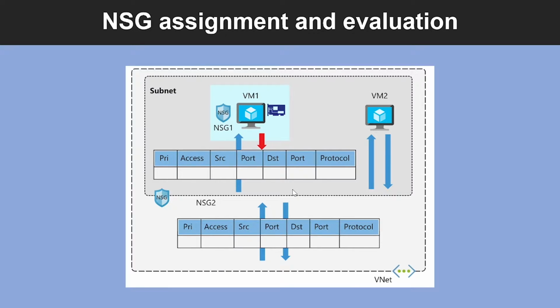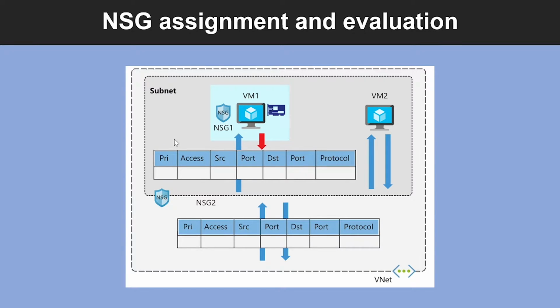So, how do network security group assignment and evaluation work? Network security groups are assigned to a network interface or a subnet. When you assign a network security group to a subnet, the rules apply to all network interfaces in that subnet. You can restrict traffic further by associating a network security group to the network interface of a virtual machine. When you apply a network security group to both a subnet and a network interface, each network security group is evaluated independently. Inbound traffic is first evaluated by the network security group applied to the subnet, and then by the network security group applied to the network interface.